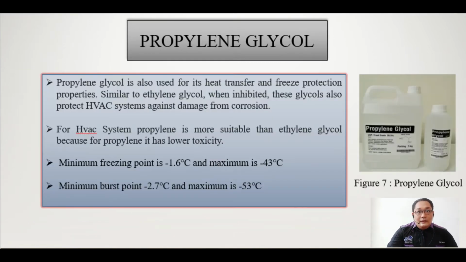In this system, we use propylene glycol, which is used for heat transfer and freeze protection. Similar to ethylene glycol, when inhibited, this glycol also protects HVAC systems against damage from corrosion. For HVAC systems, propylene glycol is more suitable than ethylene glycol because it has a lower toxicity than ethylene glycol. The minimum freezing point is -1.6 Celsius and maximum is -43 Celsius. Meanwhile, the minimum burst point is -2.7 Celsius and maximum is -53 Celsius.